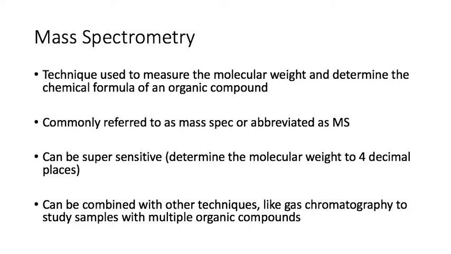And sometimes maybe you have a mixture with several different compounds in it. You can actually use mass spec tied with other things like gas chromatography. If you use gas chromatography, you can use that part first to separate it into the different components, and then through mass spec you can study individual components that are in there. So you can tie mass spec with other things to get very detailed information about your compounds.